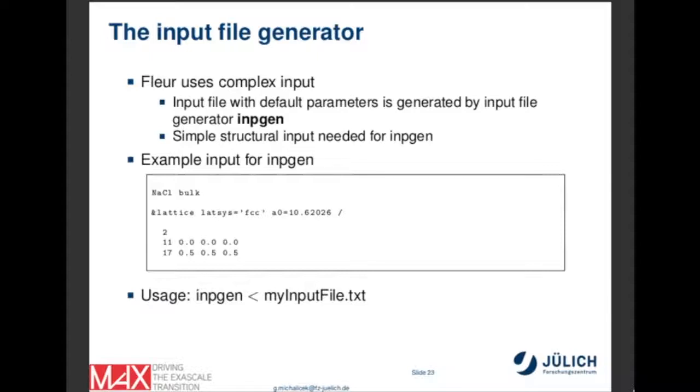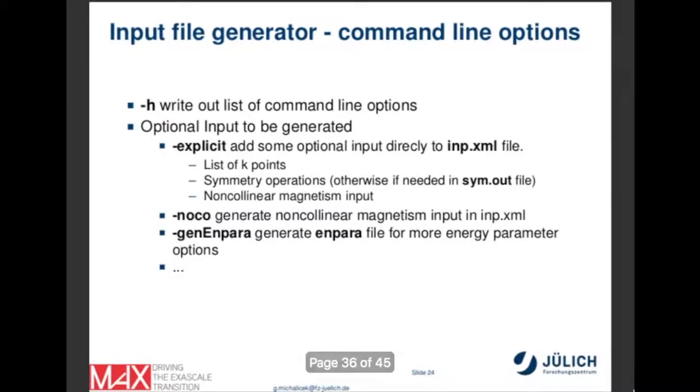So we use it by calling inpgen and piping this input file into the program. So it expects input from the terminal actually. So if you want to learn more about the input file generator, then there is this option -h, for a list of commands. Some commands are listed here, for example, -explicit. There you get more output into this inp.xml file, or -noco for aspects related to non-collinear calculations that can also be plugged into this inp.xml file, this real input file for FLEUR. Gen and para. So typically we use these atomic energy parameters, and for this we only define the main quantum number. But we can also have more control over the energy parameters, and for this we need another file. This is called nepara. Yeah, and there are more.